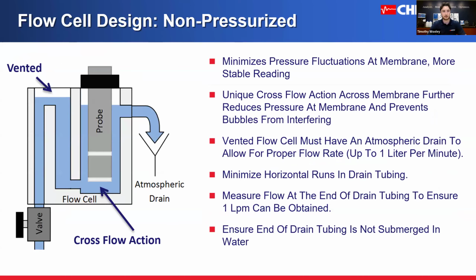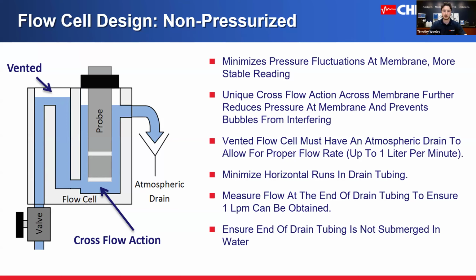Here's a quick diagram of our flow cell design. This is a non-pressurized flow cell, which is able to minimize pressure fluctuations at the membrane. It leads to an atmospheric drain at the end. That simply means that the drain is at atmospheric pressure, which has the water draining out without the use of pumps. And it's a vented design. That vented design right here, you see it's just open to the air.